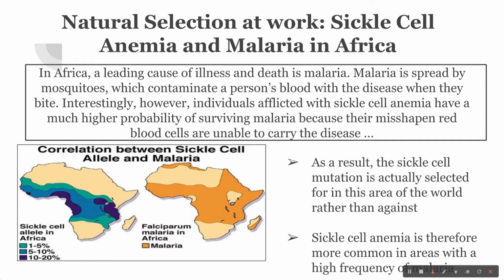In Africa, the leading cause of death is malaria, spread by mosquitoes, which contaminate a person's blood with the disease when they bite. However, people with sickle cell anemia have a much higher probability of surviving malaria because their misshapen red cells can't carry the disease throughout their body. Which is kind of interesting. So the mutation is actually selected for in this area, but not in areas like ours, because malaria isn't common here.